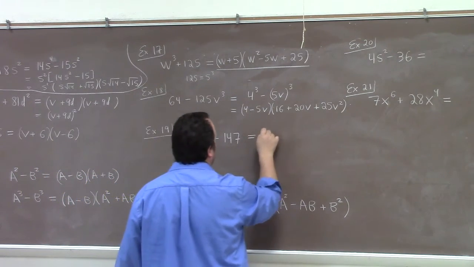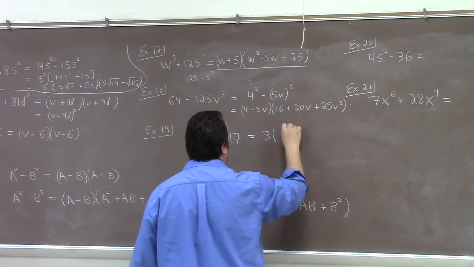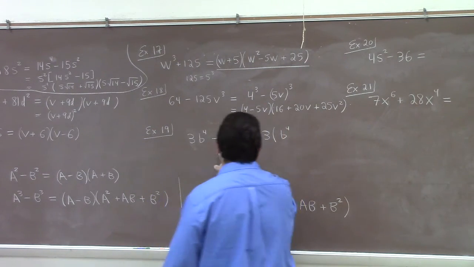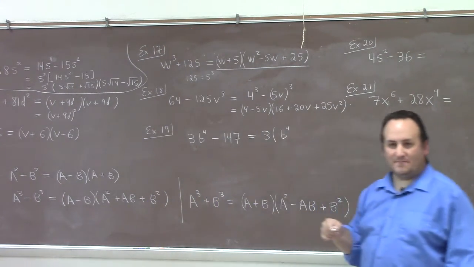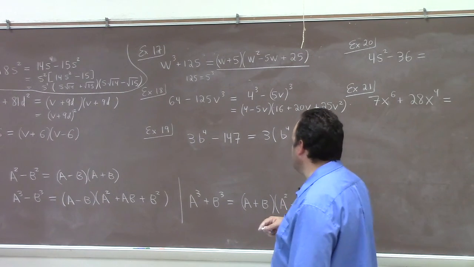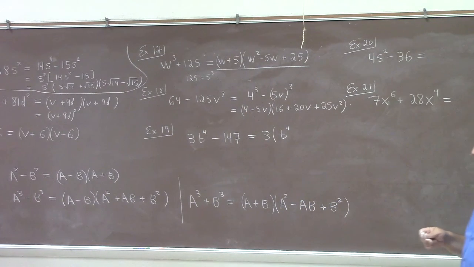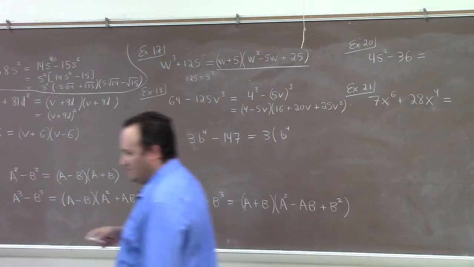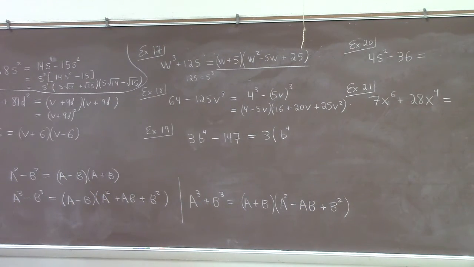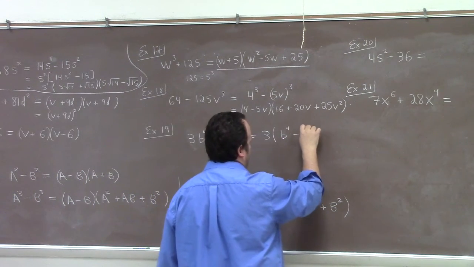So 3 b to the 4th. 3 times what is 47? 3 times what is 47? Yeah. Man, I wish that b to the fourth was a b squared. Is it a b? It is a b to the fourth, though. So annoying. So I heard a 49. I'll take that. Minus 49.